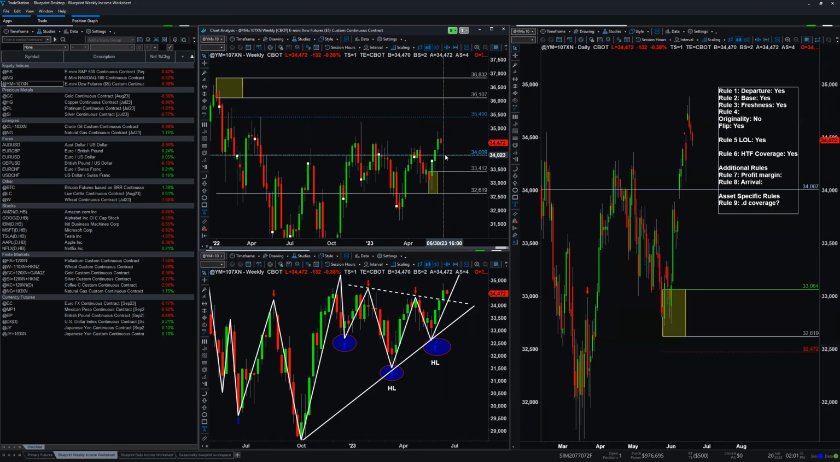And we can see that there has not been new demand that was formed. So this is still our first demand. And there has not been new supply that has formed. So this is still our first supply. So our location doesn't change.